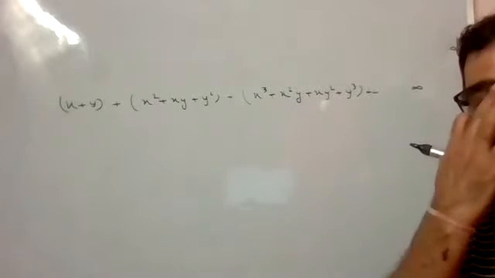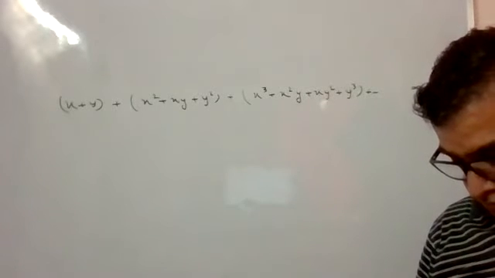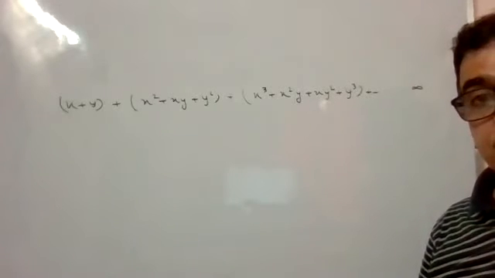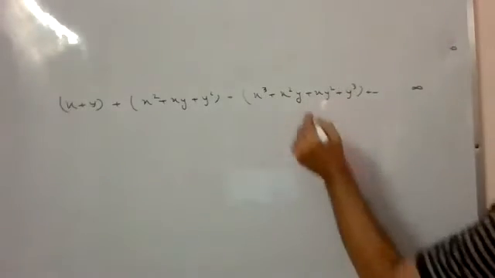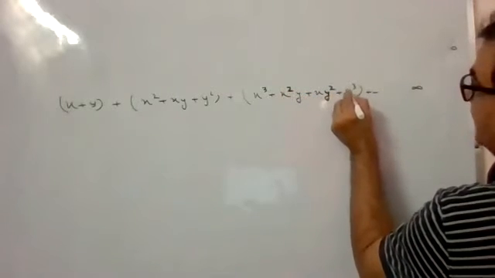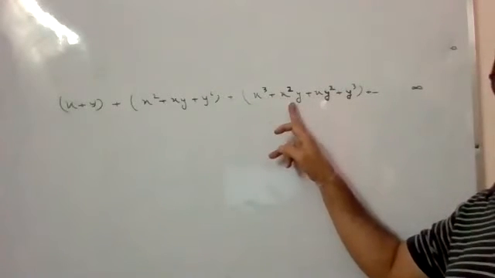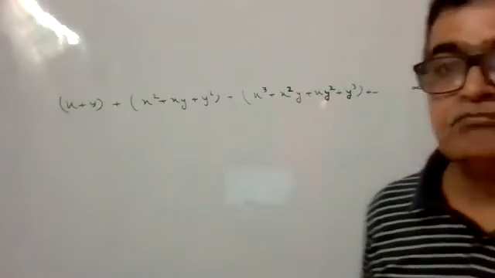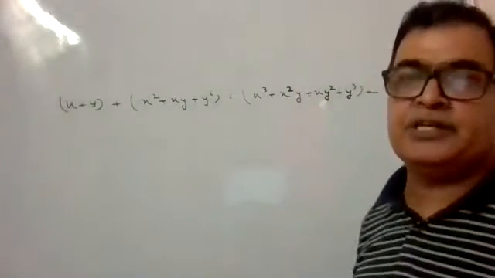Now my question is, is it an AP or GP? What is the third term? x cube plus x square y plus xy square plus y cube. This is the third term we have. My question is to find out the sum of this infinite series. I am not saying it's AP or GP, you decide.